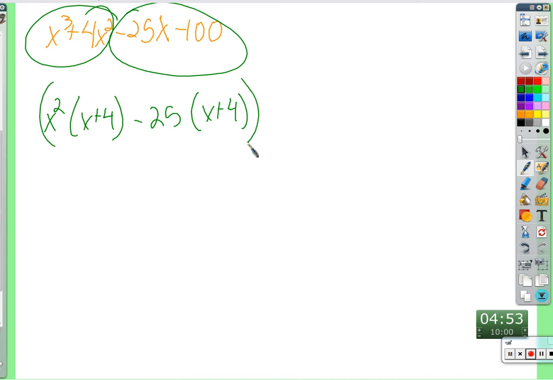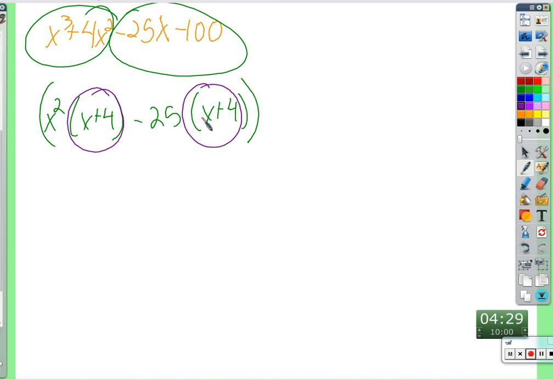Draw the parentheses because I think it helps to see. Those are the common factors. I did minus 5, and inside the parentheses I did 5x minus 20. And then I did x plus 4 and then x squared minus 25.